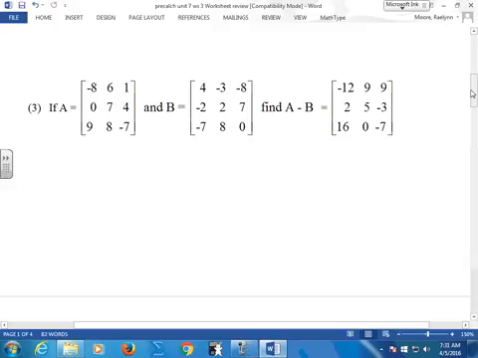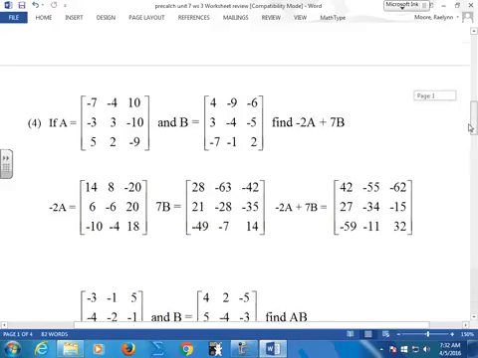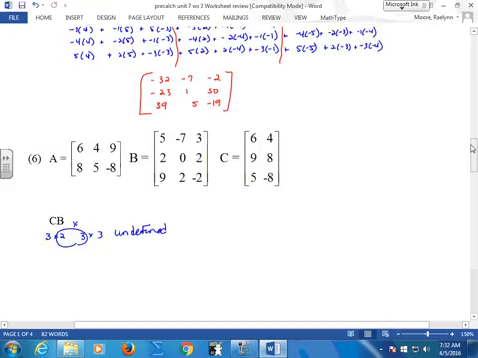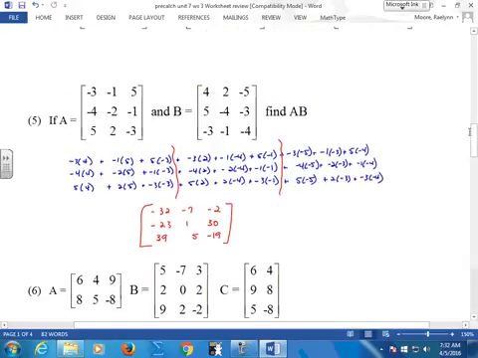Okay, find A minus B. Everybody okay with this? These you can do on your calculator: multiplying by a scalar, multiplying by a negative, adding them, subtracting them. The only ones we really want you to do out are the multiplies. We need you to multiply out.